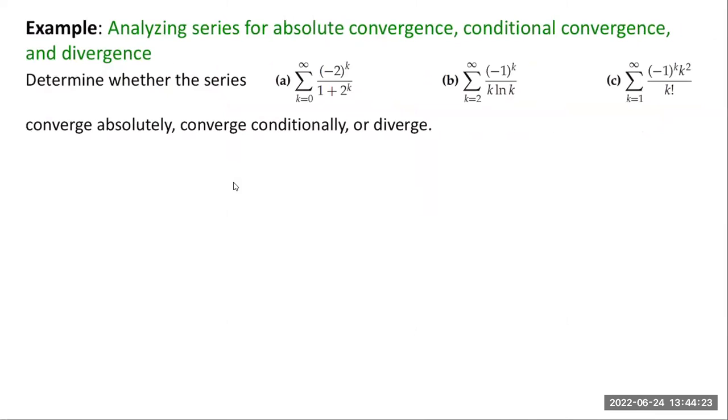All right, now let me walk you through some examples to understand this theorem. Here is the example. Determine whether this given series converges absolutely, converges conditionally, or diverges. Okay, let's work on the first part. Part A.